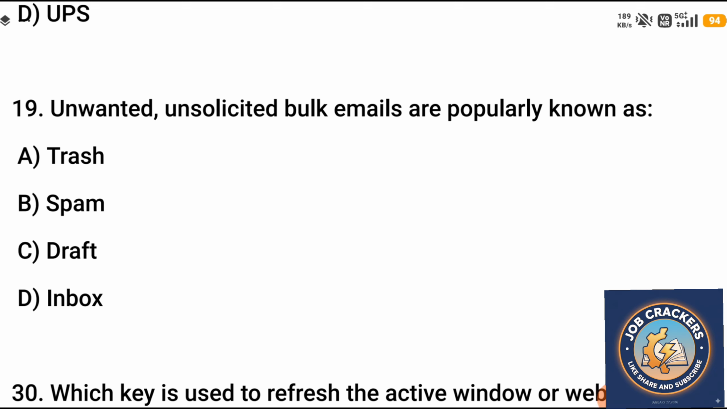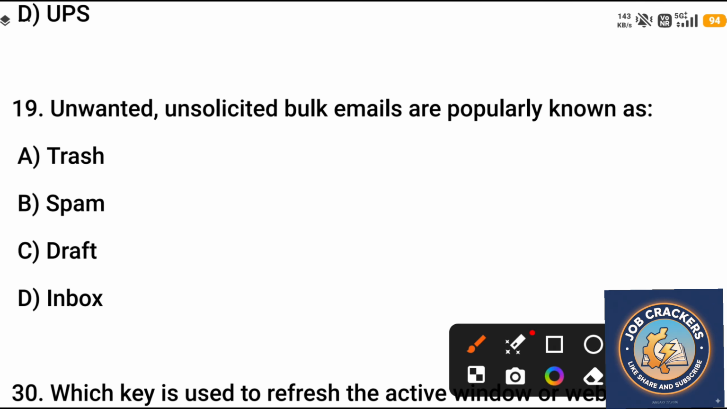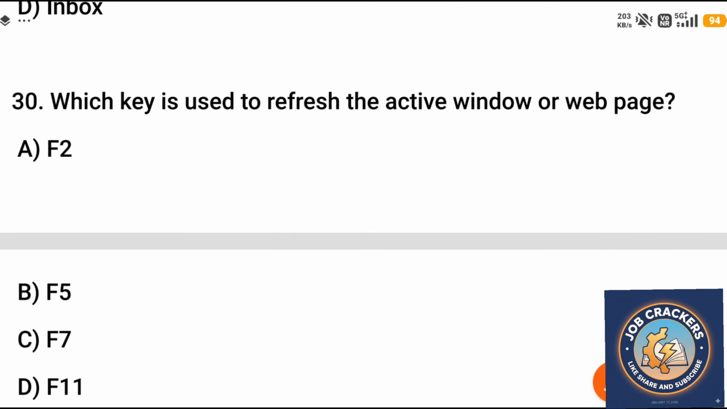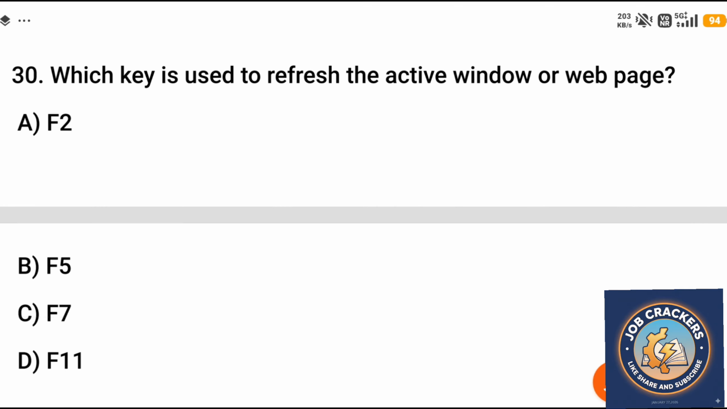Question 19. Unwanted, unsolicited bulk emails are popularly known as A. Trash, B. Spam, C. Draft, D. Inbox. Correct answer is option B. Spam.